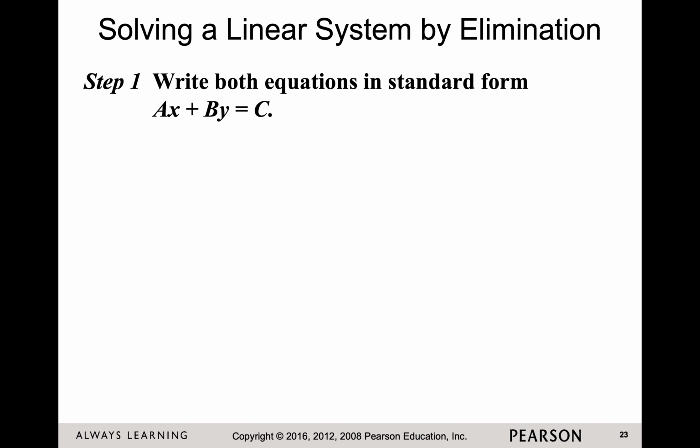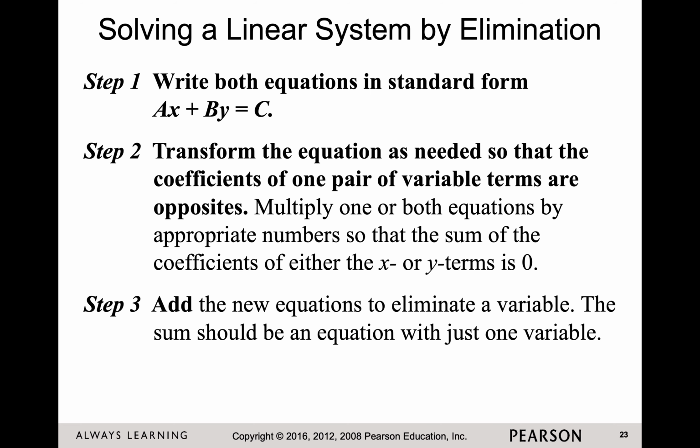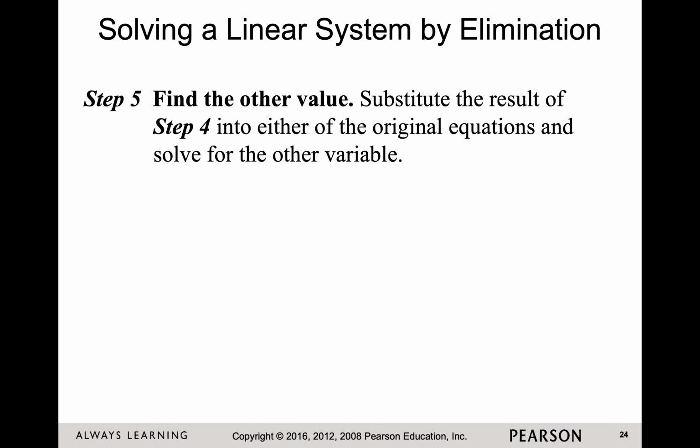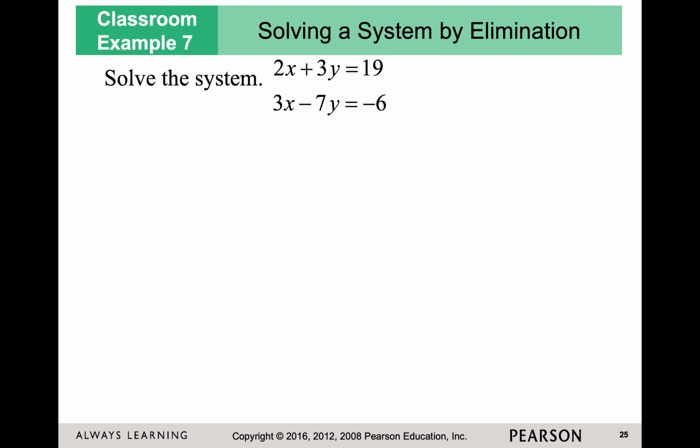If I want to solve by elimination, it is best done when it's in standard form. So I want the x and the y on the left-hand side of the equal sign if it's not already given that way. If I need to do a transformation so that something cancels out, I would have to take care of that next. Then I would add the two equations together, solve for the variable, and then plug back in to find the other value, ideally stopping to check my work to be sure that my work is correct.